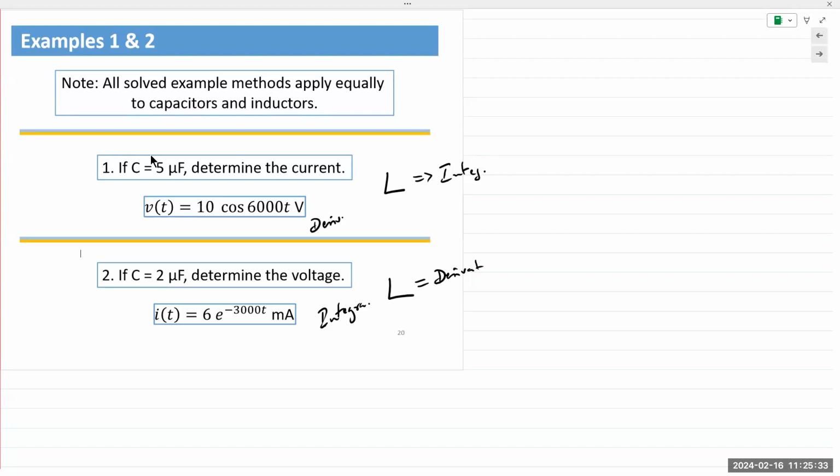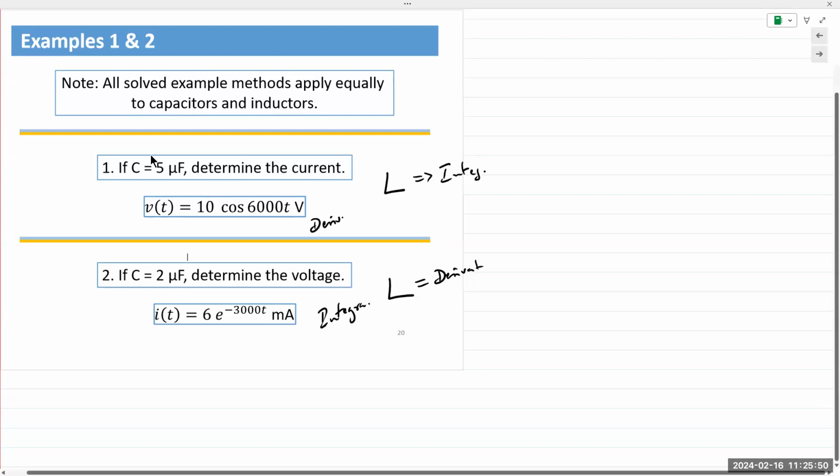You take V of t and you do dV over dt. Perform a derivation. It's a simple cosine function. You perform a derivation with respect to time and you will have your answer for I of t. I will post, again, as I said, either a video or add a slide to the notebook.